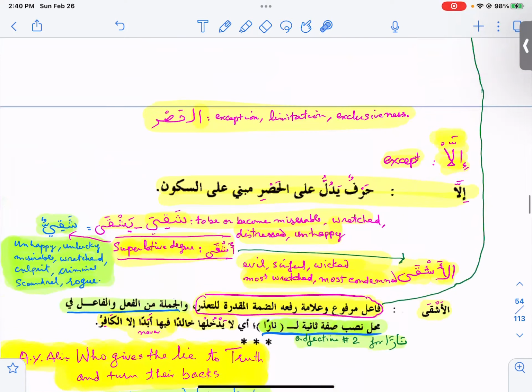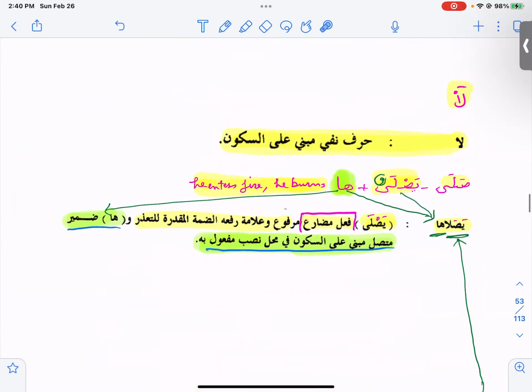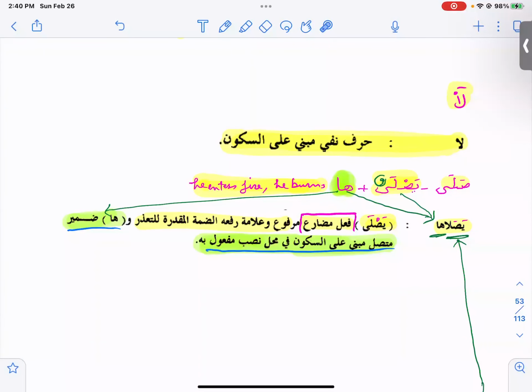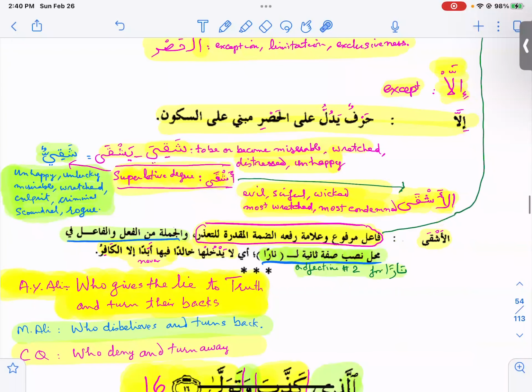Fa'il, yes, that is your fa'il of yasla. That is your fa'il. That ha is mafulun bihi. Fa'il is ashka, marfun wa lamatu rafi dammatul mukaddara. Again, same things, mukaddara. Dammatul mukaddara. Maybe I shall put a dammatul mukaddara. Ashka.